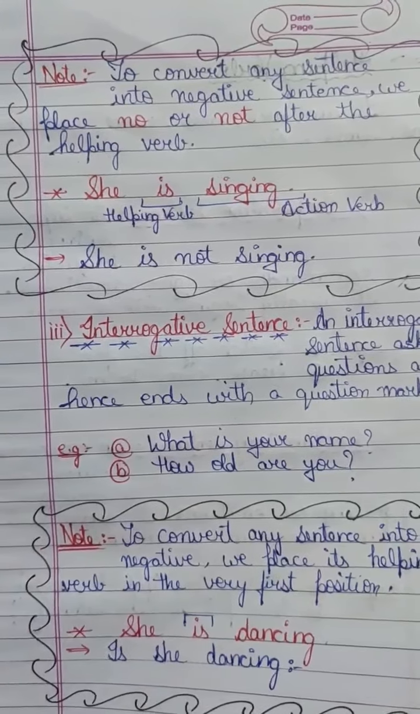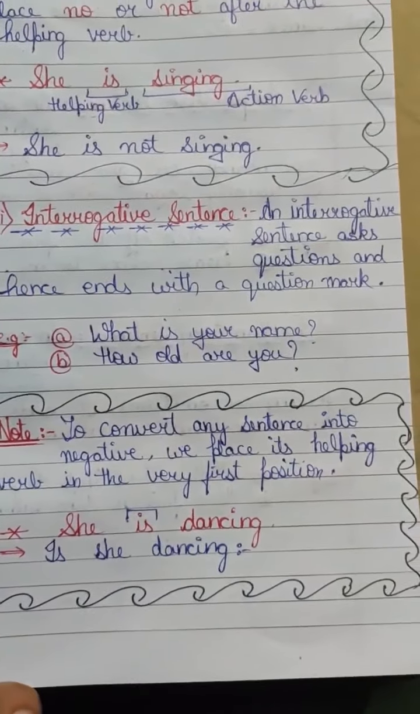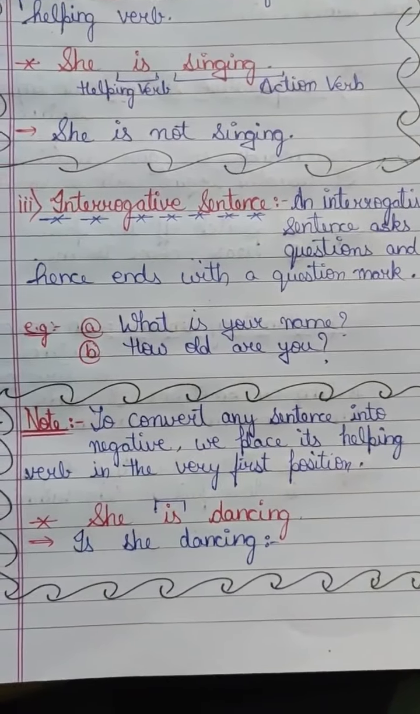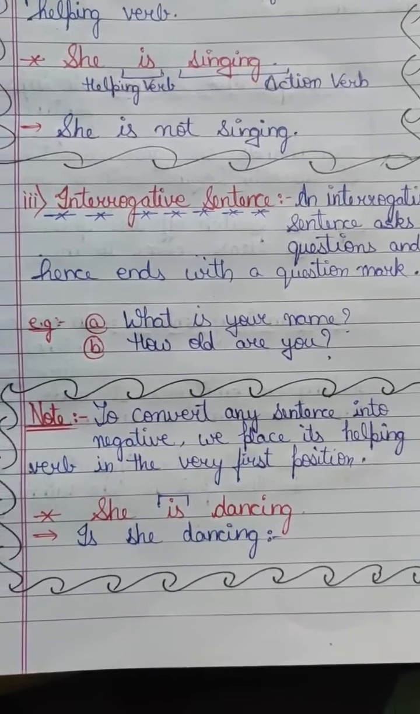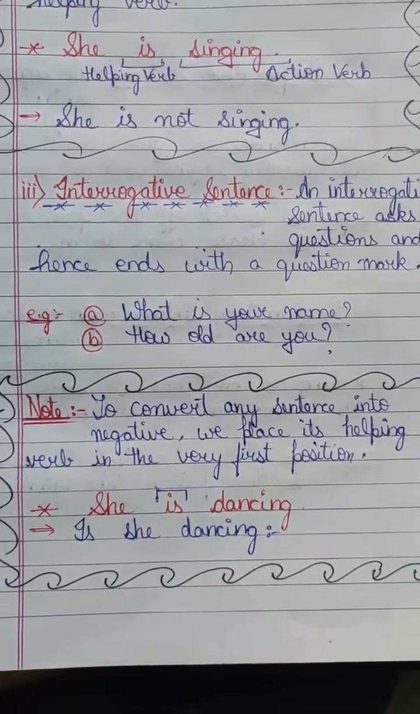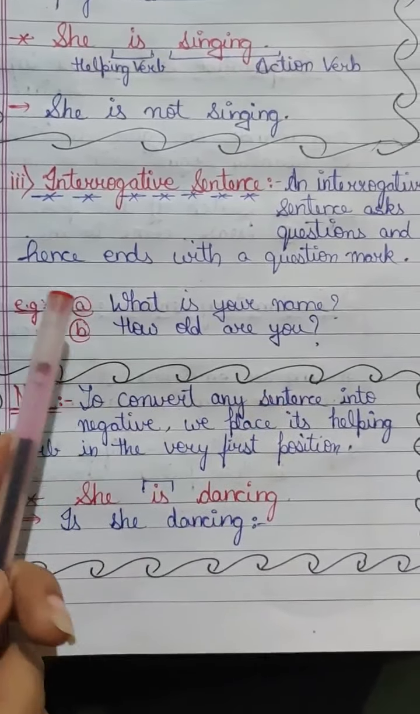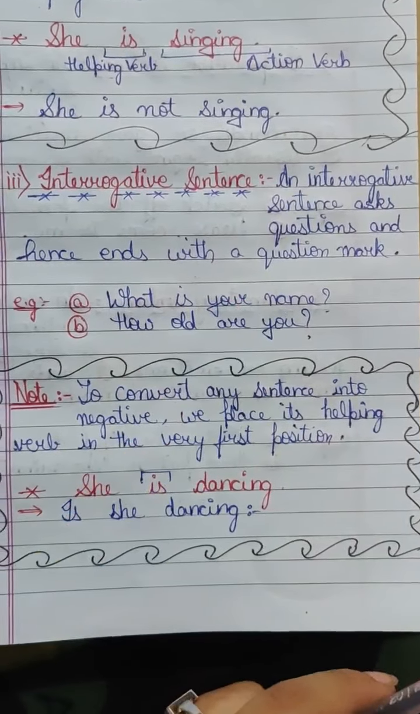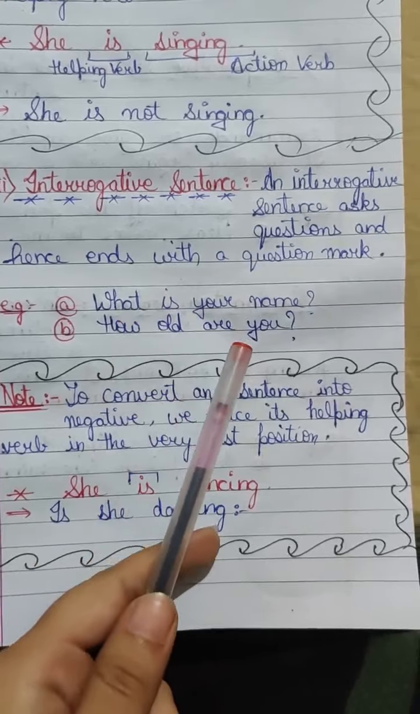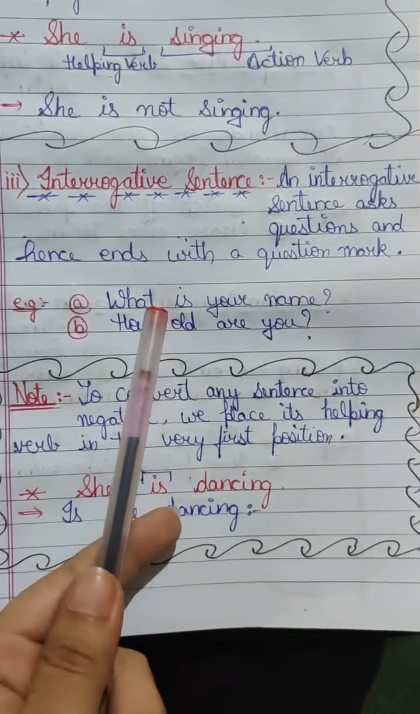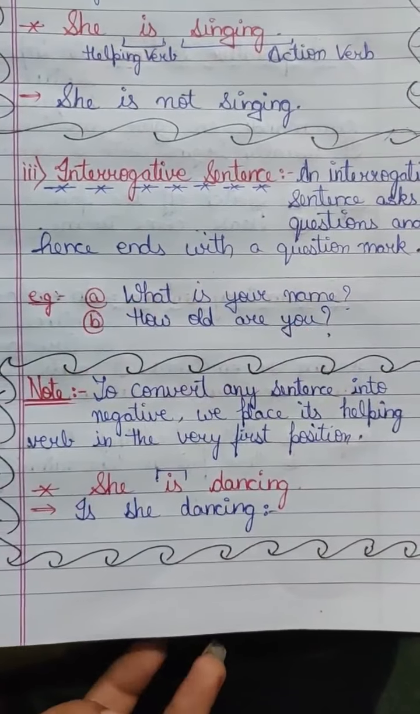I hope it's clear how we convert the sentences. I'll be providing you the exercises through the worksheet, okay? Next one, interrogative sentence. Interrogative, you all know, is when somebody asks a question, right? So interrogative sentences are the sentences which ask questions, and therefore they end with a question mark, okay? For example, what is your name? How old are you? All these end with a question mark and therefore they are interrogative sentences.